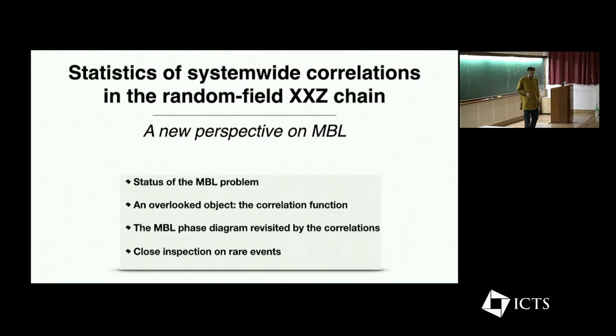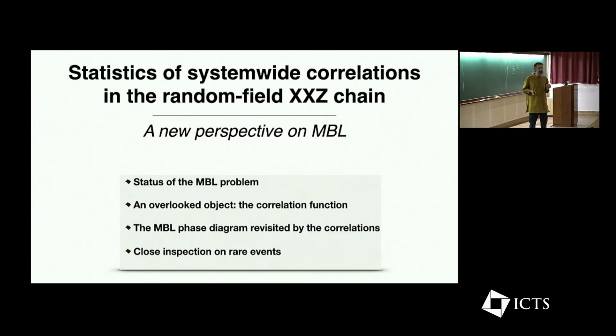Okay, so this is the outline of the talk. I will briefly remind what the status of the MBL problem is nowadays. Then I will introduce this very simple object, the correlation functions, and then discuss this object in depth across the many-body localization phase diagram. With that, we have discovered that rare events are in fact very, very important, and so we are going to discuss them as much as possible.